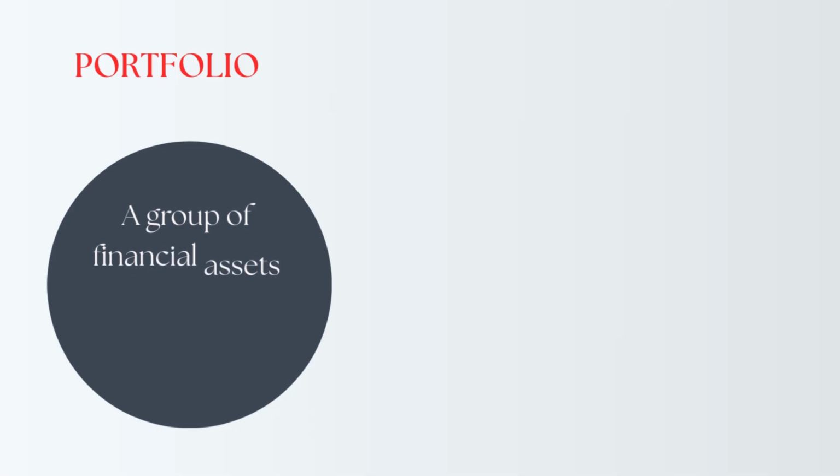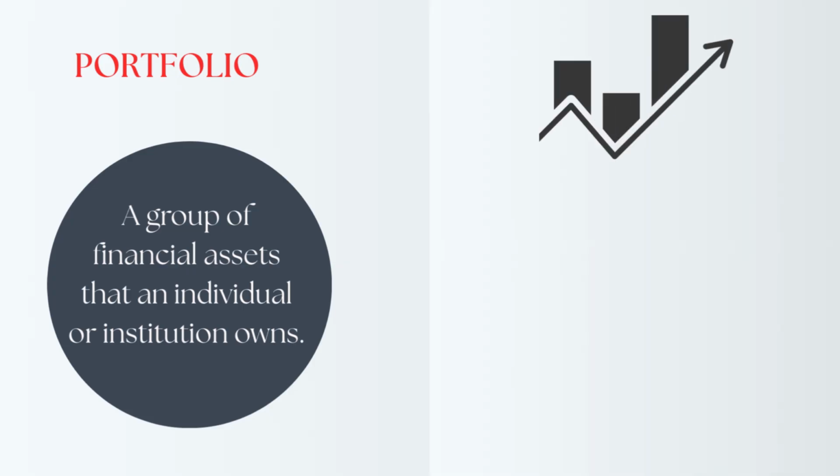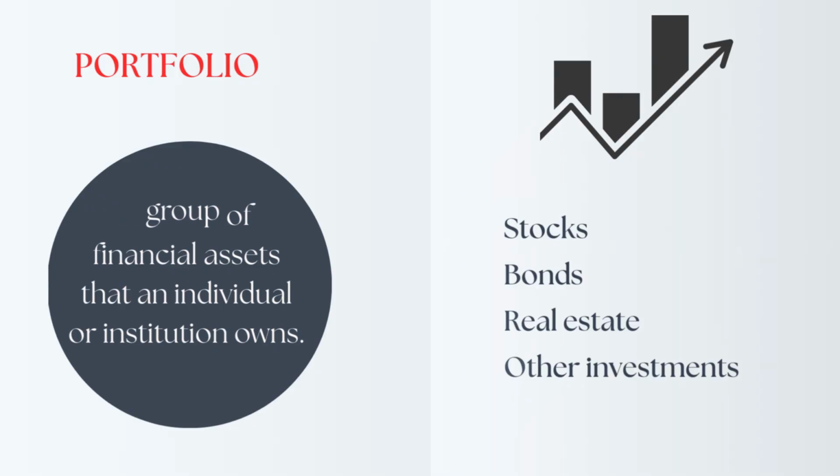The first one is portfolio. A portfolio refers to a group of financial assets that an individual or institution owns. Some examples include stocks, bonds, real estate, and other forms of investments.